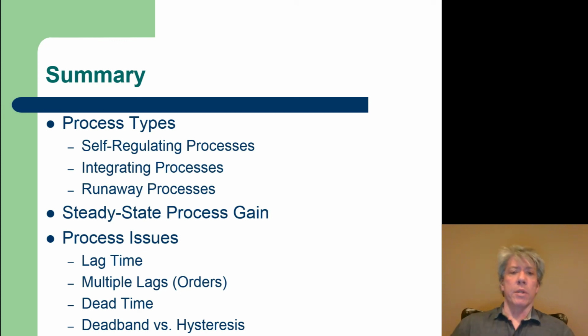So overall, what we saw were that there are different types of processes to be controlled. We understand, hopefully better, the idea of some steady-state process gain and the fact that all the elements in the control system have some type of gain. And then understand that some of the issues are things that cause delay or that cause deadband and hysteresis, and that there is really a difference between deadband and hysteresis.